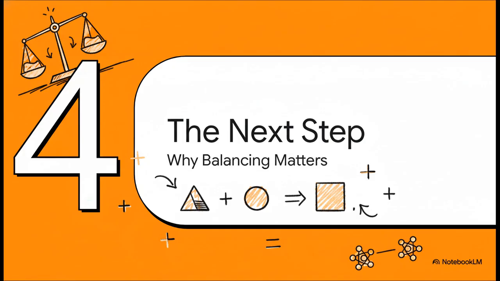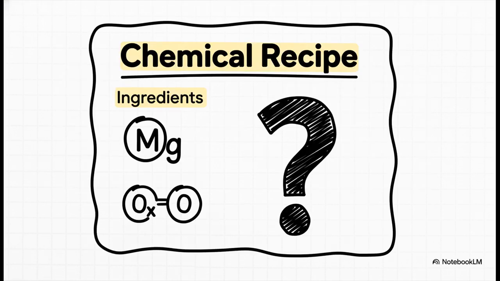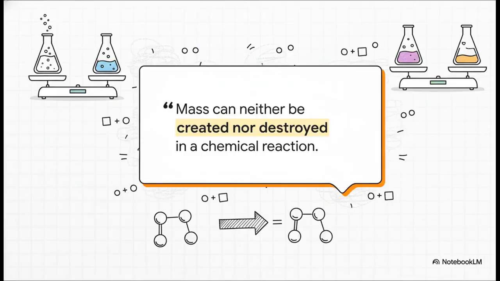Let's see why. Even though it's incomplete, a skeletal equation is very important. It serves a key purpose. It correctly identifies the reactants and the products for us, telling us exactly what substances are involved in the reaction. What it doesn't tell us, though, is how much of each substance is involved. It doesn't give us the correct proportions, or you could say the correct recipe for the reaction to happen. And this is exactly why it matters so much.